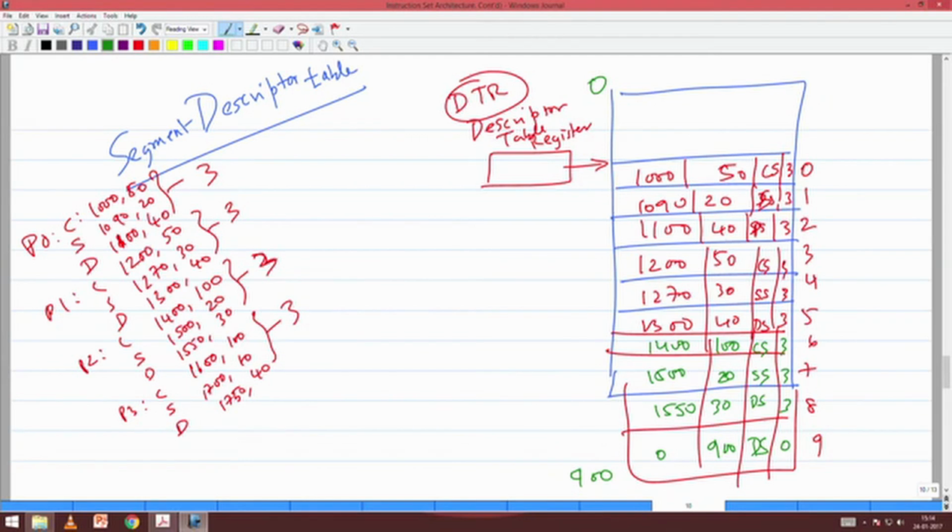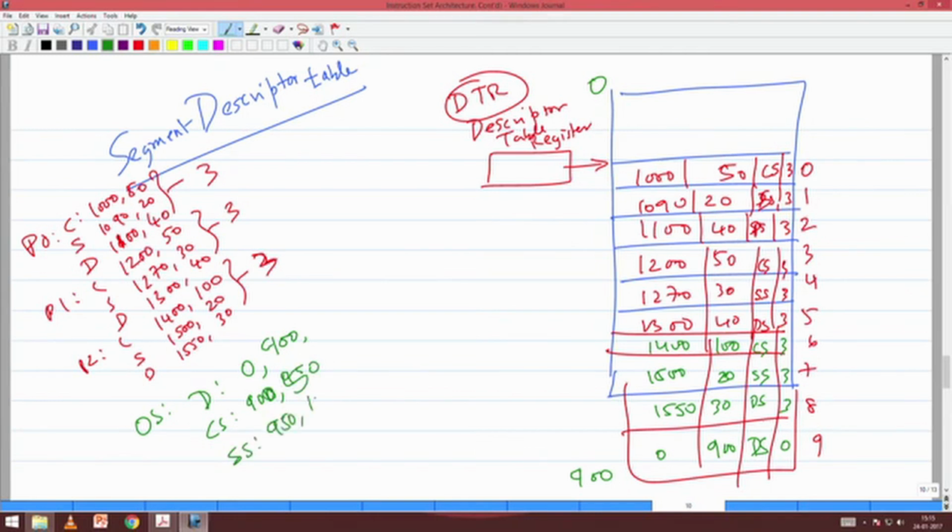So when the operating system is executing, let me say forget this P3, its data will be from 0 to 900, let us say limit is 900, and code will be from 900 to say 950 or something like that, stack will be from 950 to 1000, and the remaining. Let us assume that this is how the operating system is, a very simple small operating system.